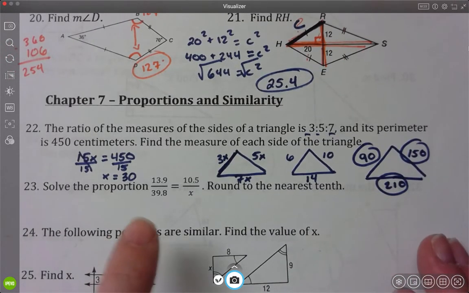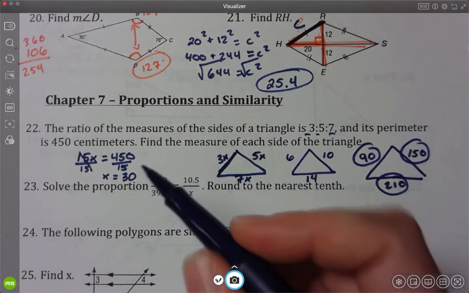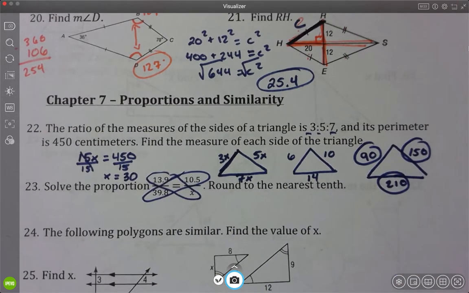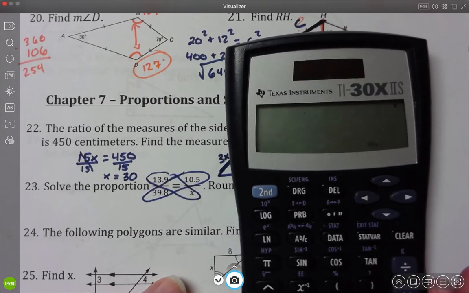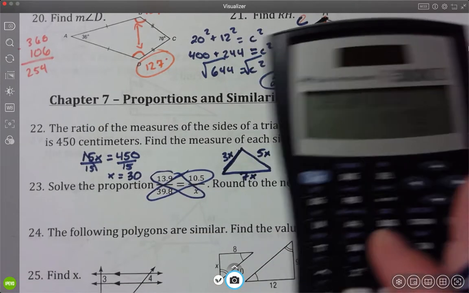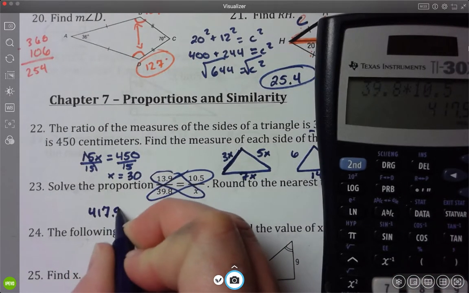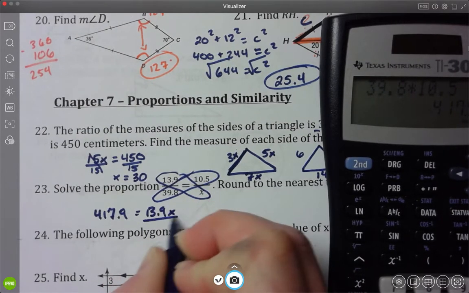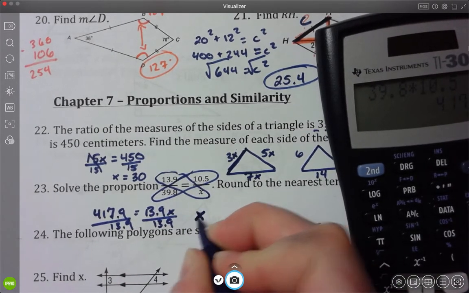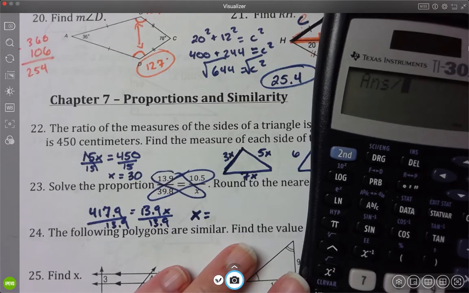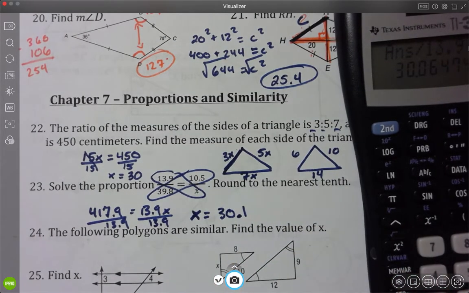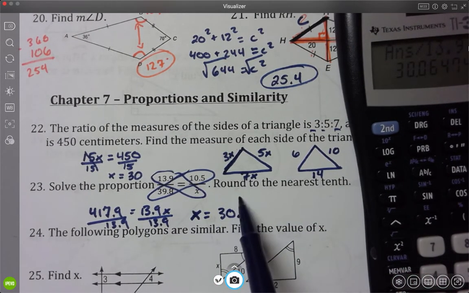Okay, solve the proportion. This one you guys should be able to do by yourself. So you're going to cross multiply. I might just have you do this one by yourself, and then I'll reveal my answer here in just a second. Okay, so the answer that I got was 30.1, rounded to the nearest tenth.